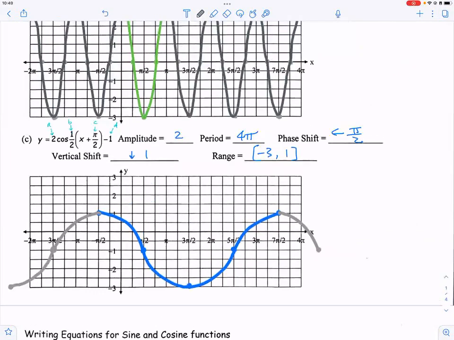Are we good? Okay. Which part? It starts at 0, 1, yes. And then go up to the amplitude. 1 times 2, it's 2. Yeah, the amplitude is 2, so that means it goes from 2 to -2.